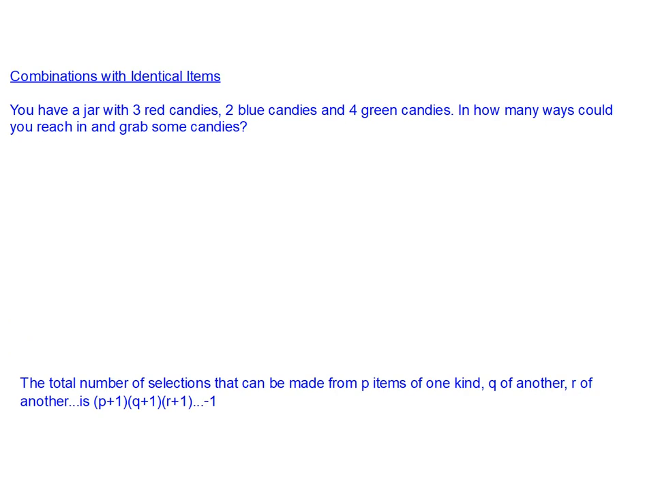Move on to combinations with identical items. So here we have an example where you have a jar with 3 red candies, 2 blues, and 4 greens. The question here is how many ways could you reach in? So if your candies, you can't tell them apart, they all look the same. That's where the identical items part comes in. Candies are all the same. So you have 3 of one kind of red candy that all look the same, 2 of one kind that are blue that all look the same, and 4 green. The question is how many ways could you reach in?